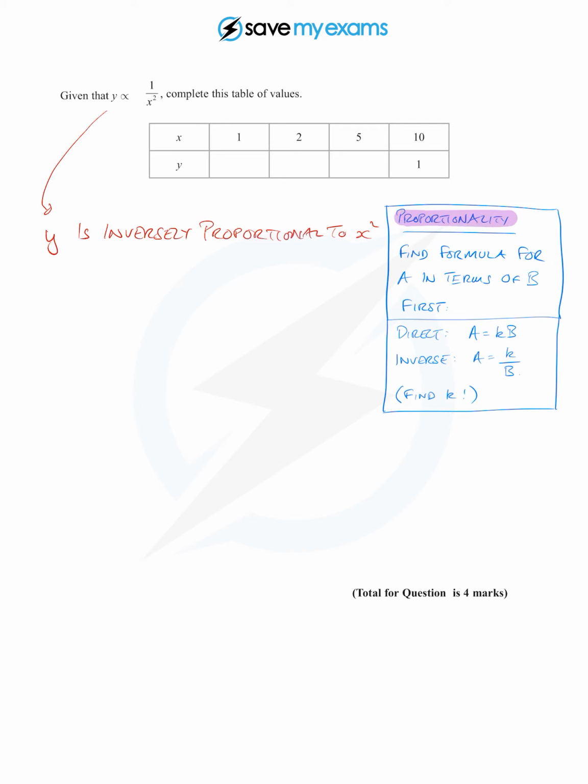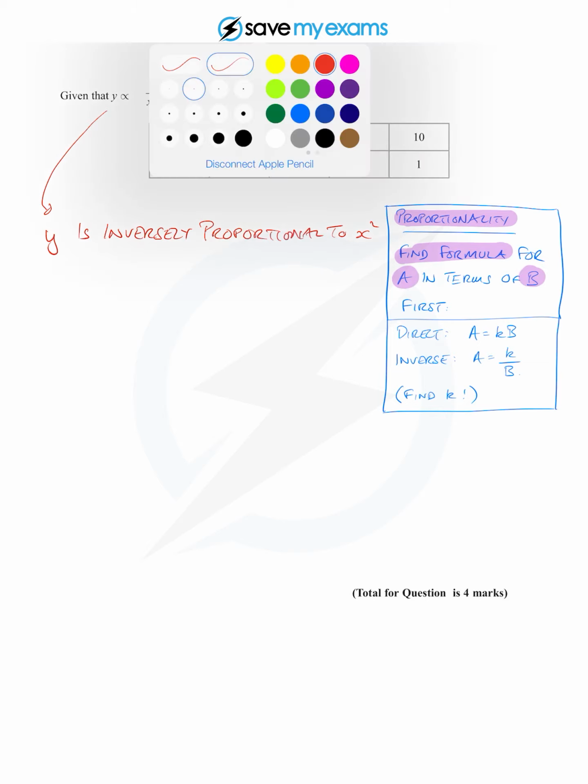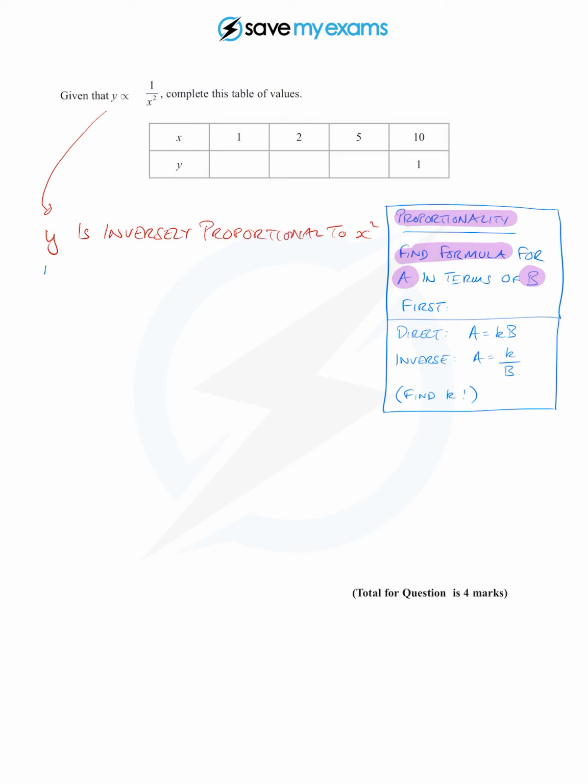The first thing you always do is find a formula for a in terms of b. What do I mean by a and b? Well, a is y and b is x squared. So we're going to find a formula for y in terms of x squared. That's the a and the b. And because we're doing inverse proportionality, the formula will look like this. A equals k over b.